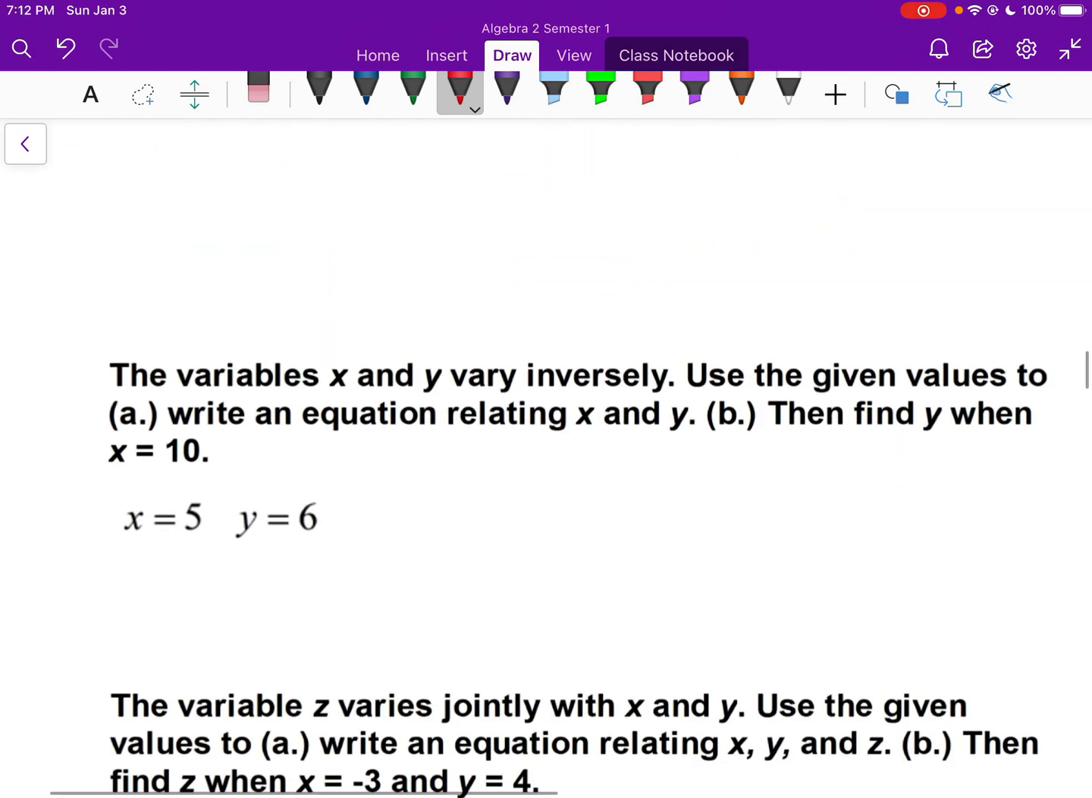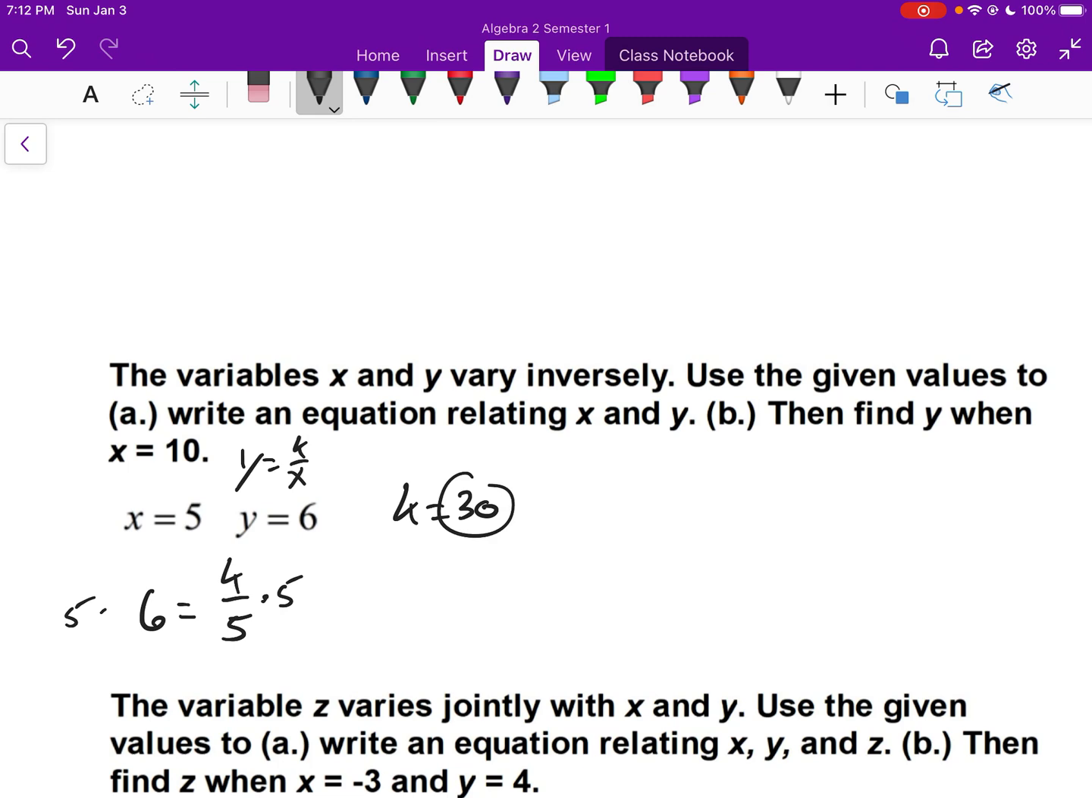Okay, so the next one, variables x and y vary inversely. So again, y is equal to k over x. And then taking those values, we're going to find that equation relating x and y. Plugging them in, we get 6 is equal to k over 5. In order to solve for k, you multiply both sides by 5, and you end up with k is equal to 30. Plugging 30 in for k, you end up with y is equal to 30 over x. So that is our answer for part A.